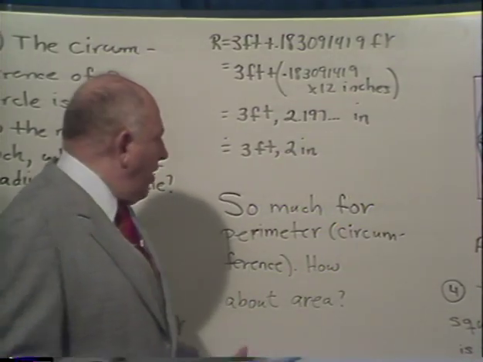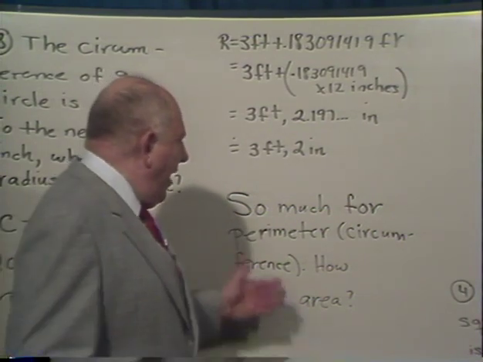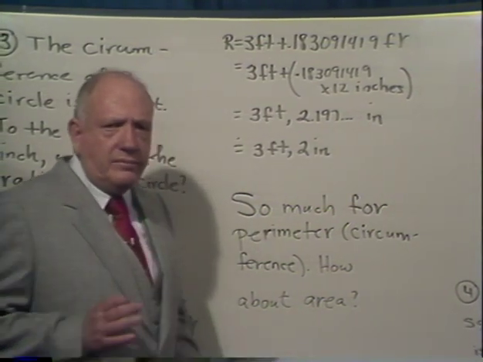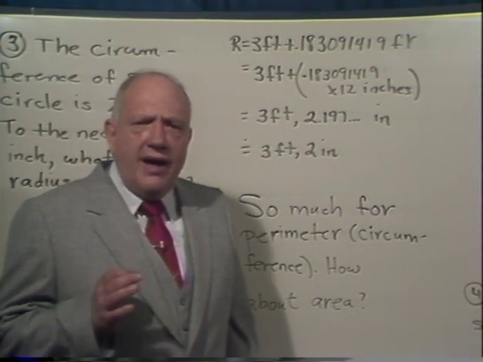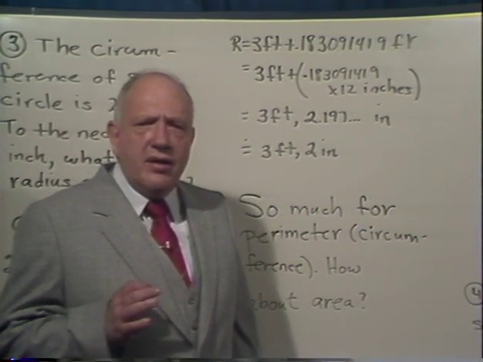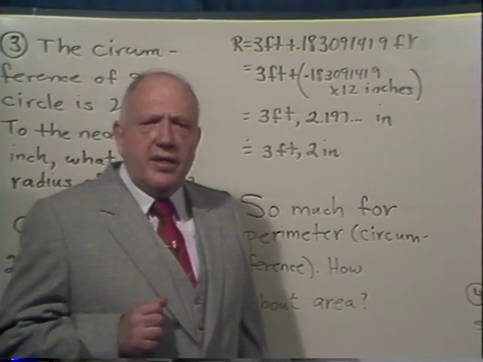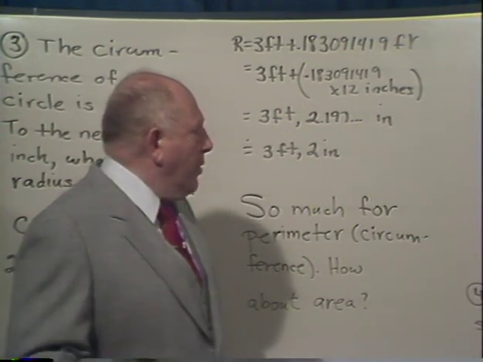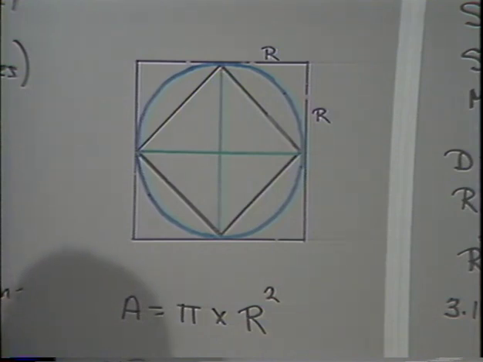Well, time is running on. So much for perimeter, which plays the role of circumference. How about area? And what I'm going to show you next is exactly how the subject called integral calculus began in Greece in roughly the 6th century BC. I would like to find the area of this circle. And the area is the amount of space contained inside the circle.